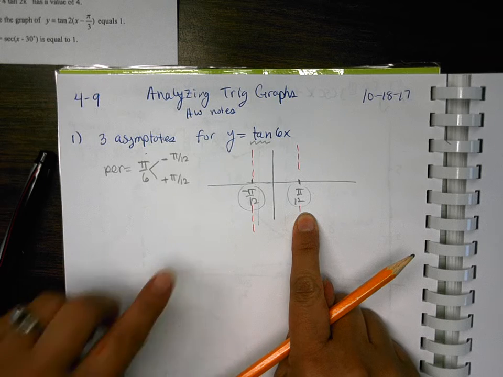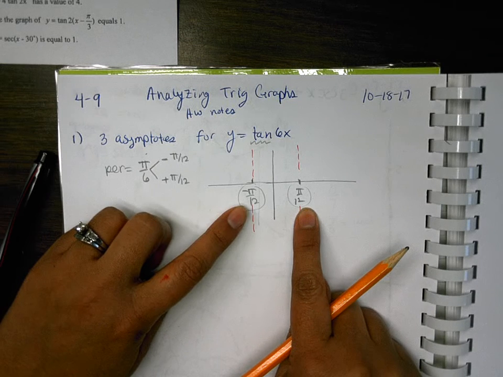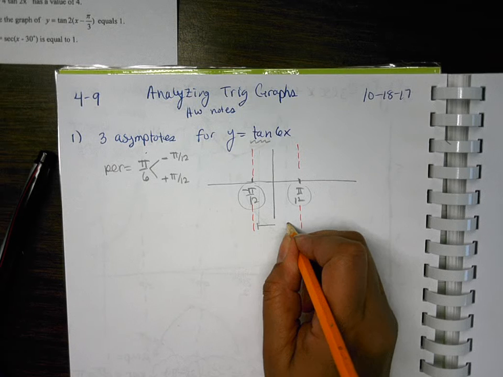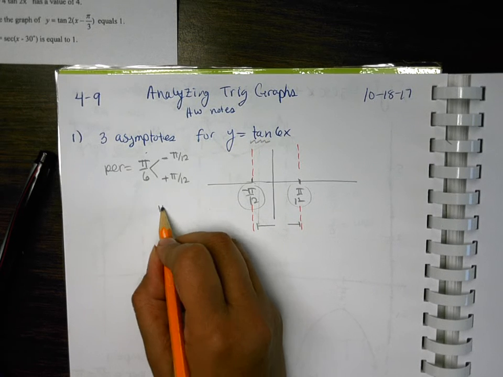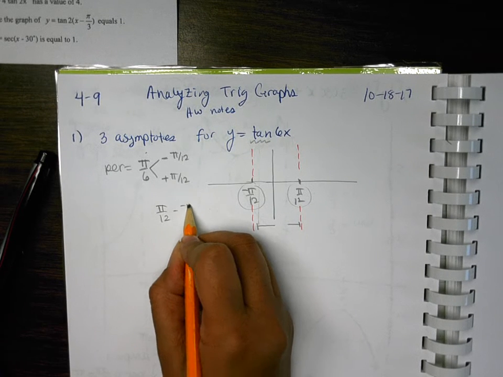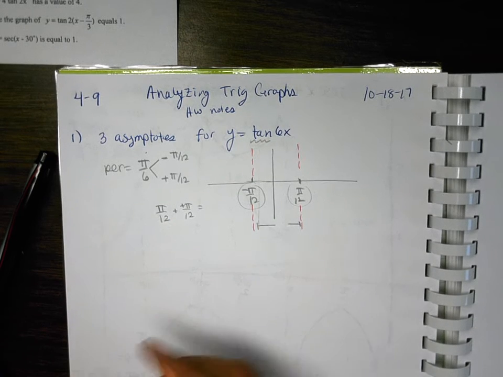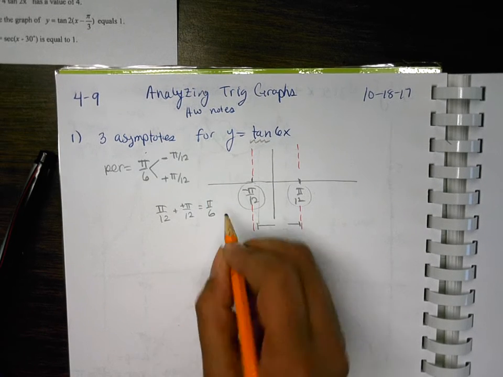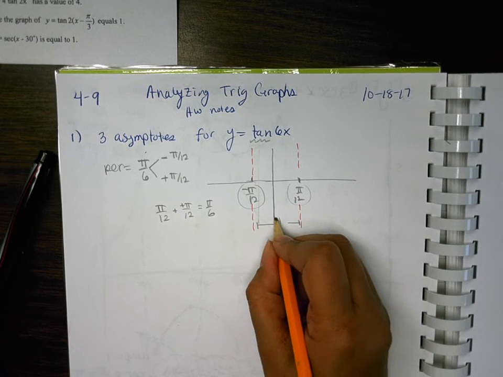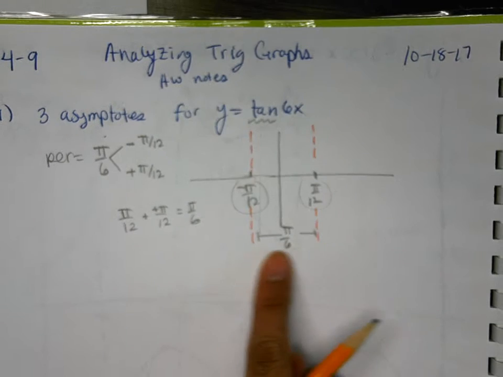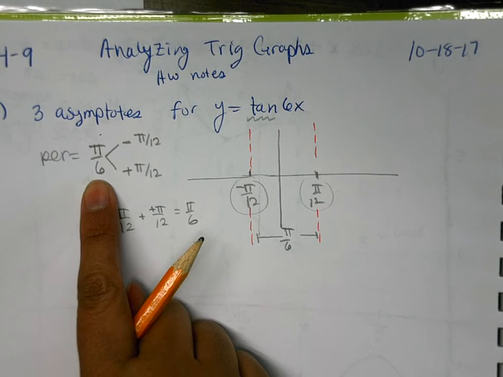Now, what is the period length? How do you do that? End minus start. What's pi over 12 take away negative pi over 12? Come on, guys. Pi over 6. Is that your period length? Yes. All right, so you didn't have to do this work to know it's pi over 6. I'm just reminding you, showing you how we do that. You should have said, oh yeah, this distance is pi over 6 because that's the period length.